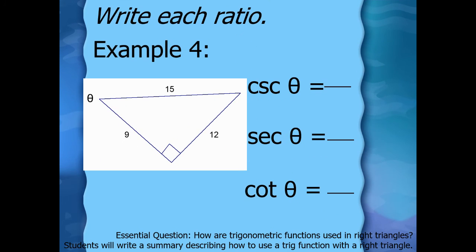Okay, let's check it out. So I'm going to assume we flip the reciprocals. The sine was 12 over 15, so this one's going to be 15 over 12 for cosecant. The cosine was 9 over 15, so the secant's got to be 15 over 9. And the tangent was 12 over 9, so this one's got to be 9 over 12.